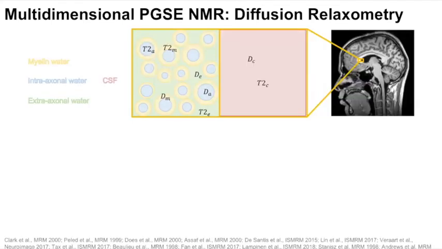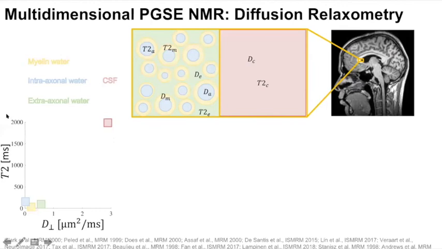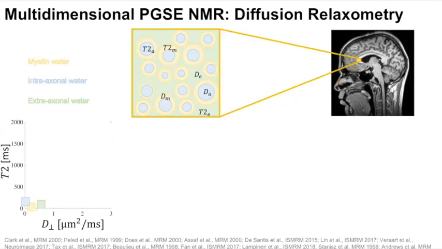Because if you look at the microstructure, here is a slice in the corpus callosum. These different compartments don't only have different diffusion properties, but also different T2 properties. And this is a CSF voxel. So if you look at this two-dimensional space, they are actually in different parts of that space. So adding these dimensions might give you extra possibility to disentangle these compartments better.